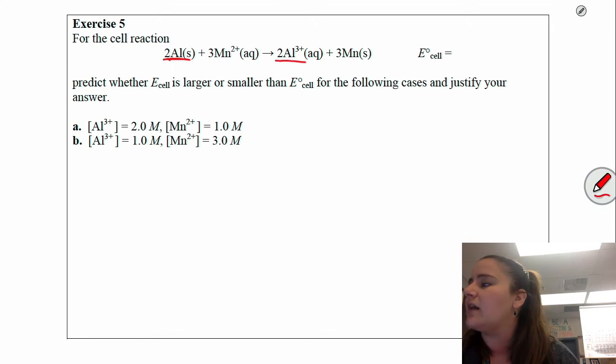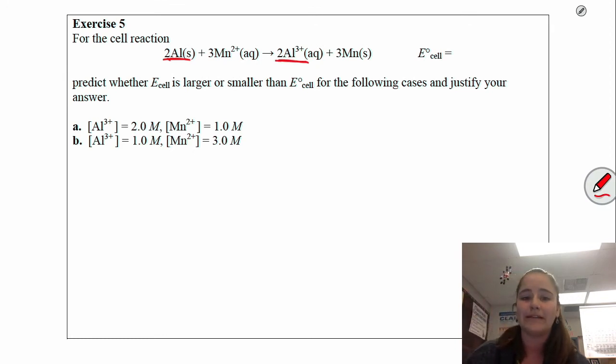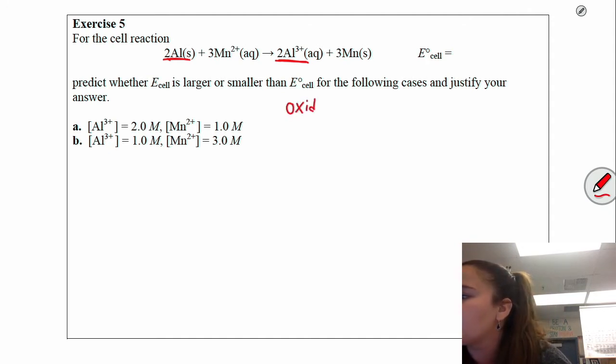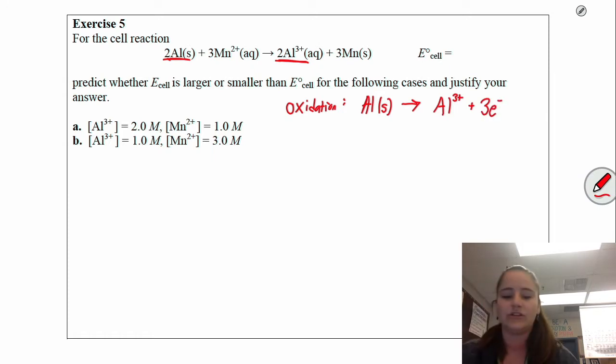We have aluminum solid going to aluminum 3 plus, so it must have lost electrons or been oxidized. So our oxidation is aluminum solid going to aluminum 3 plus and 3 electrons. Look it up on your table of standard reduction potentials, and that value is written as a negative 1.66.